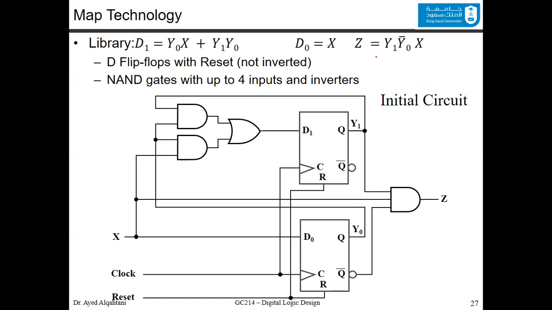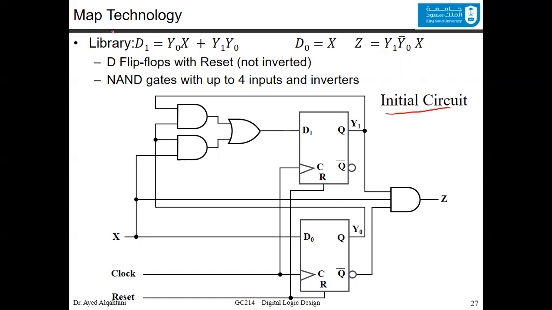Now for the Z, which is the output, it's Y1, Y0 bar and X. You notice that we took the Y0 bar from the Q bar of the first flip-flop, D0. And we take the Y1 directly from here, and the X, we got it from the inputs, as you can see. This is the initial circuit.